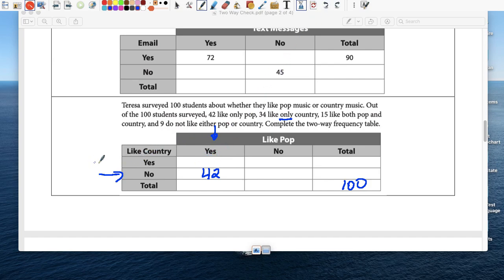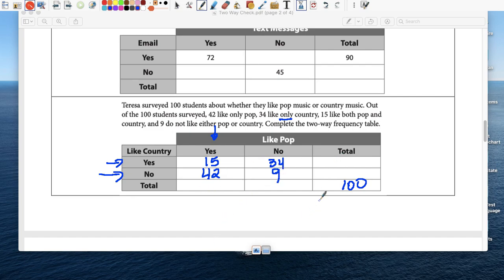So they like country. The yes people who like country is over here, and they don't like pop. So you should have put it over here. 15 like both pop and country. Like pop and country is this one. They say yes to both. So that's over here. 9 say no to both. That goes right over here.